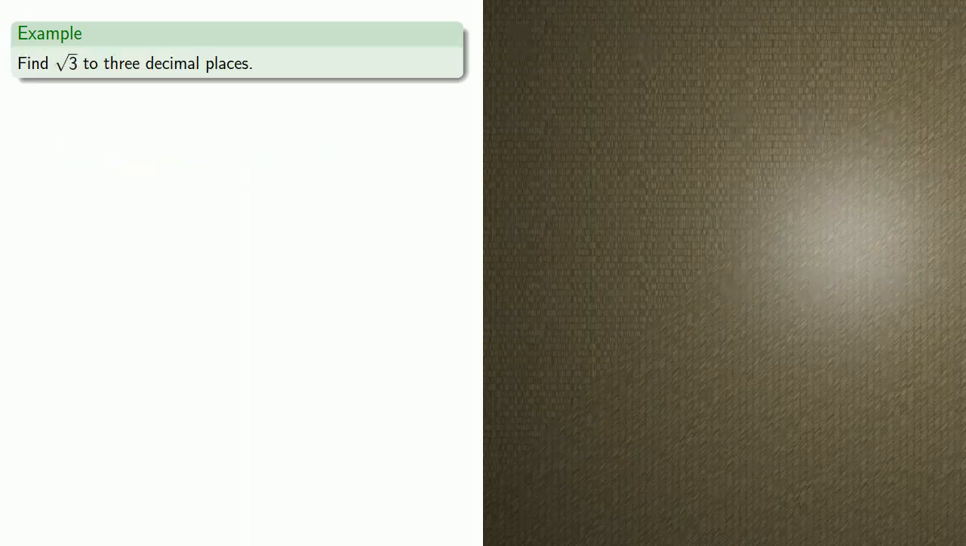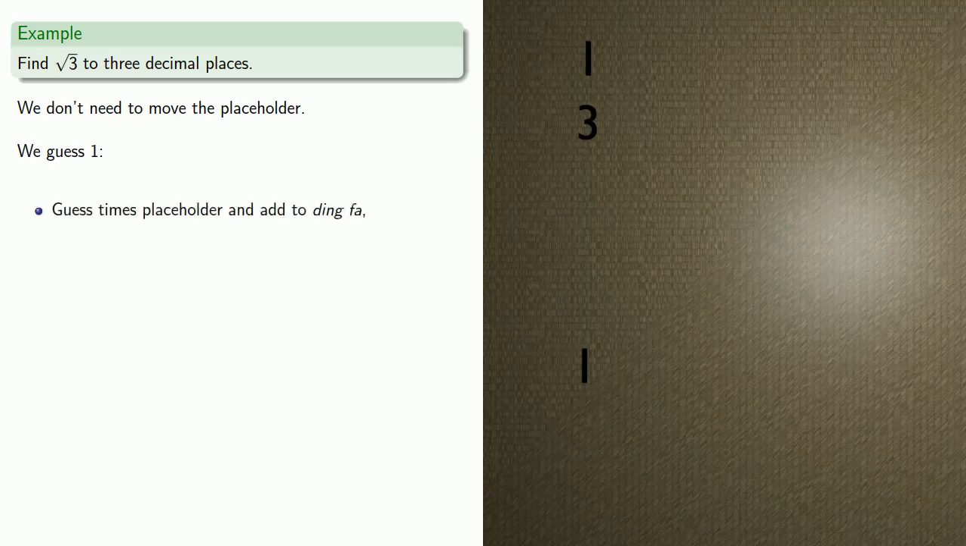Well, let's find the square root of 3 to, oh, I don't know, how about 3 decimal places? So we'll put down our root and our placeholder, and we don't need to move the placeholder. We guess 1 and go through our process. Guess times placeholder and add to Ding Fa. Guess times Ding Fa and subtract. Double. And shift.